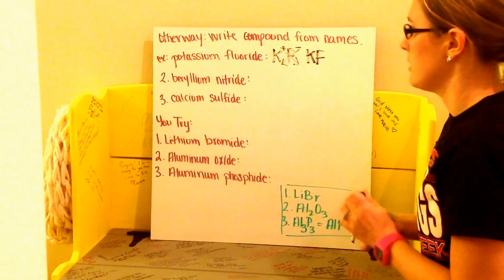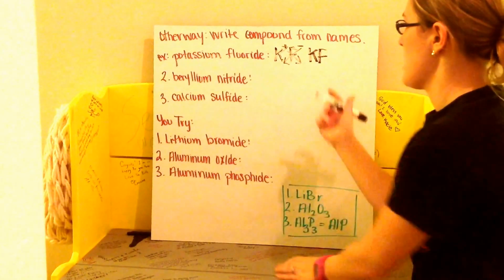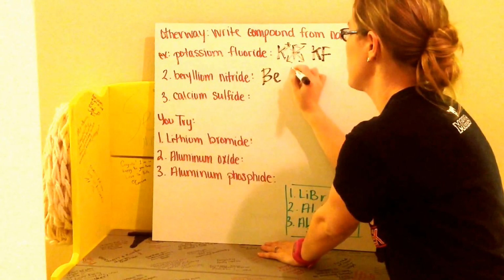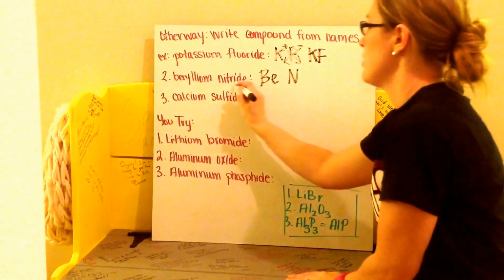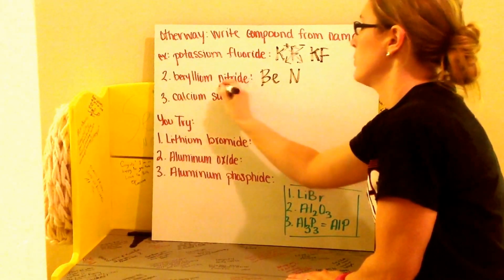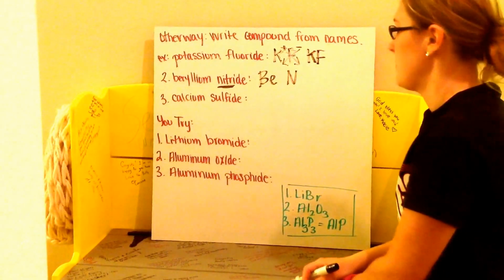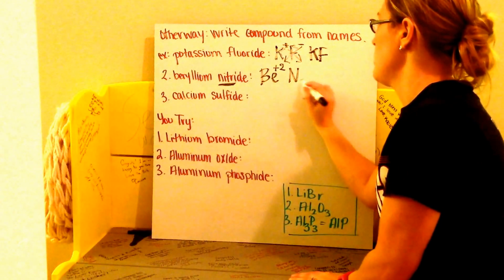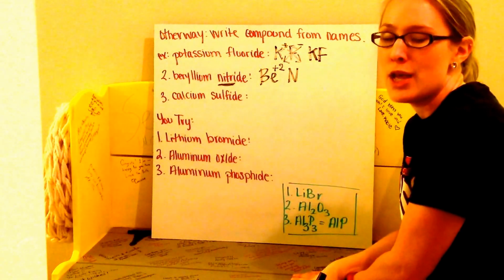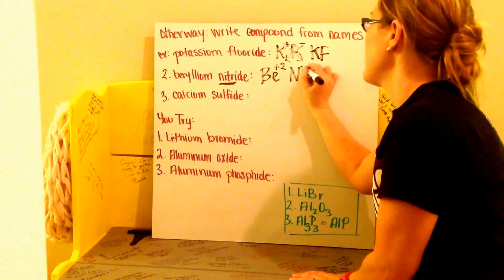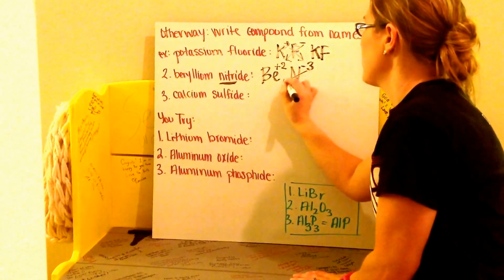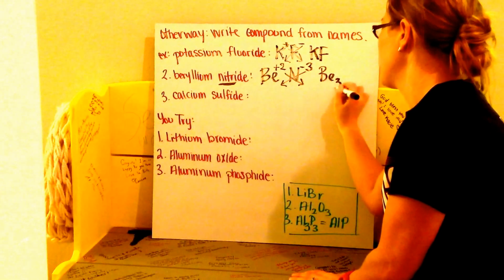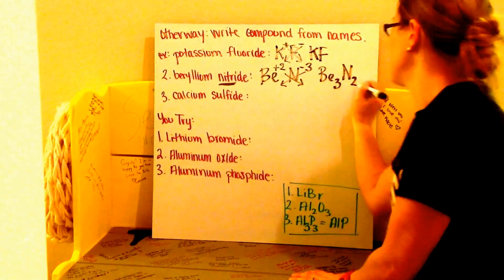Next, I have beryllium nitride. I do the same thing. I have beryllium, Be, and I have nitride, which is just my nitrogen. Notice my nitri is my root, my stem for nitrogen. Beryllium becomes a +2 because it's in group 2. Nitrogen is in group 5. This is going to have a -3 charge. They crisscross down, and I get Be3N2.